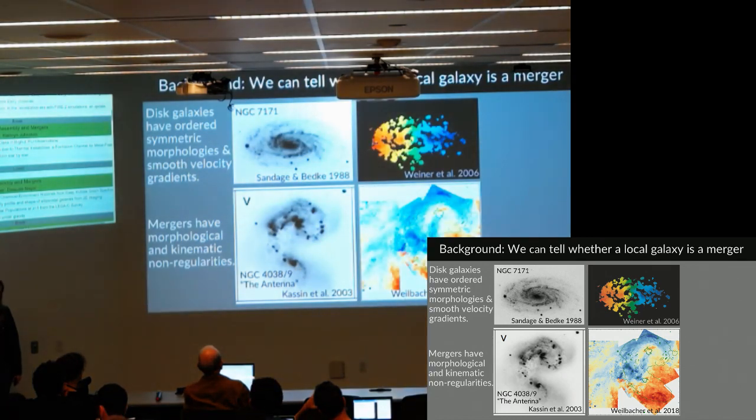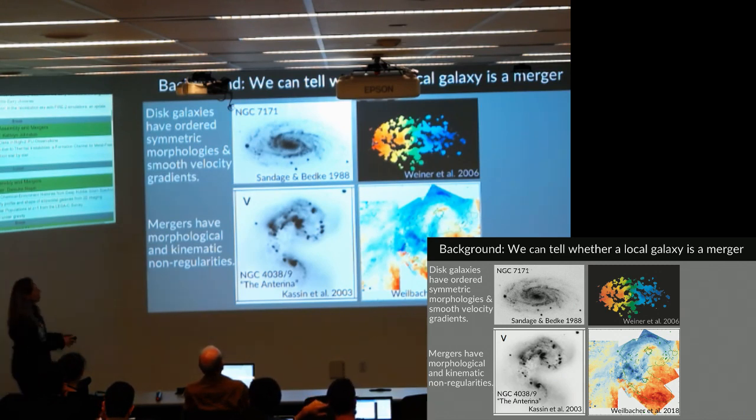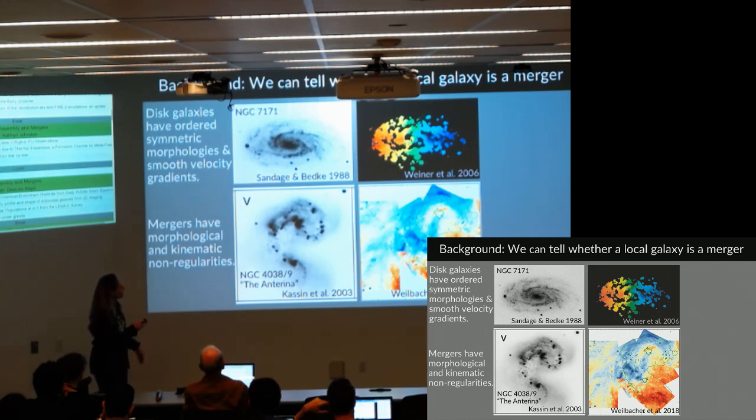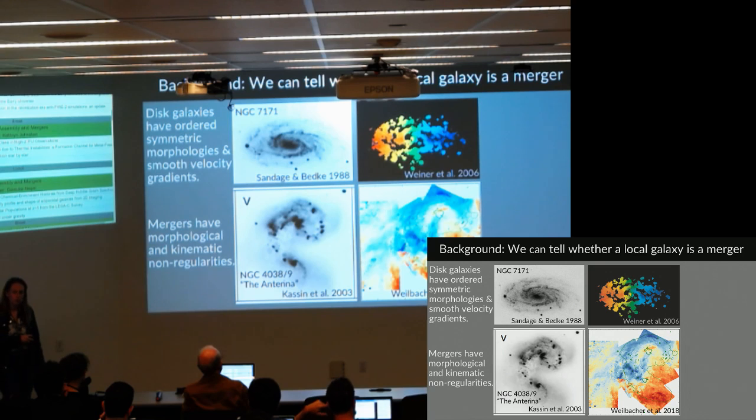So locally, we can tell disks from mergers. Here we have NGC 7171 and its velocity map. You see it's symmetric and nicely rotating, part of it going away from you, part of it going towards you. It's a disk, I think we all agree. This is the Antennae galaxies, a local major merger, NGC 4038 and 4039, and they are merging. In the velocity map, you pick up a tremendous amount of detail with MUSE, and you also see the orbital rotation of the two galaxies. So locally, you can tell a disk from a merger.